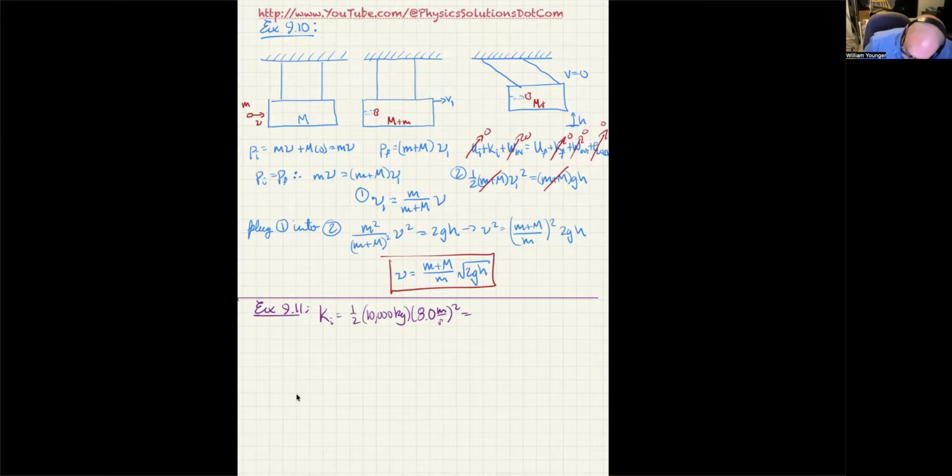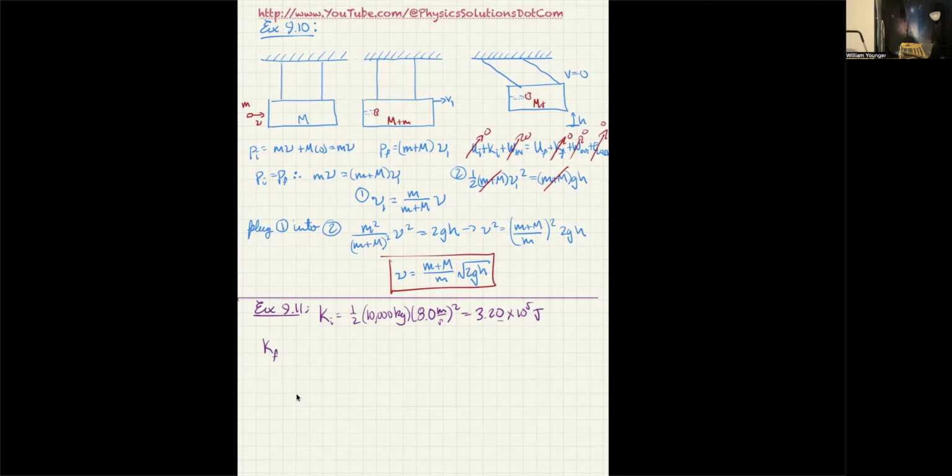So this gives me 0.5 times 10,000 times 8 squared, which gives me 320,000, or 3.20 times 10 to the fifth. And of course, kilogram meter squared per second squared is a newton meter, which is a joule. So that's the initial kinetic energy.